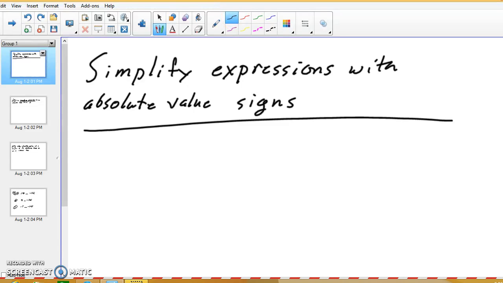In this lesson, we are going to learn about absolute value signs and how to simplify expressions with these absolute value signs. So the goal is by the end of this lesson, you should be able to identify the absolute value of a number and then use less than, greater than, or equal signs to simplify expressions with absolute value signs in them.